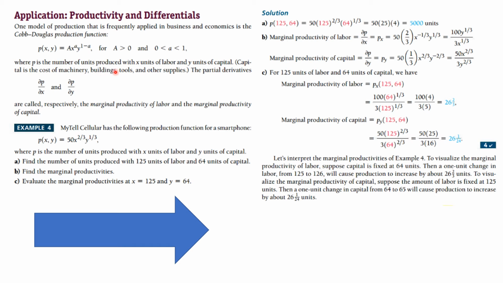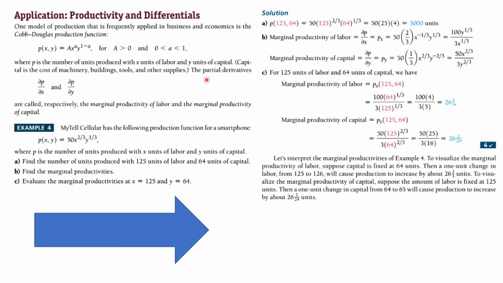Where P is the number of units produced, with X units of labor and Y units of capital. Capital and labor are considered different things. Capital is the cost of machinery, buildings, roofs, and other supplies. And labor typically is people that you have, how much you're paying for them, how much you're paying for the benefits.